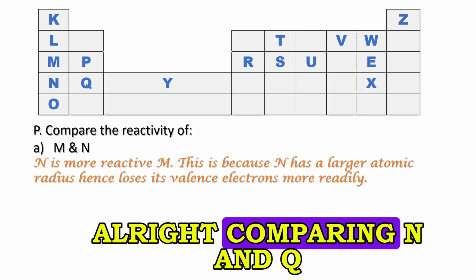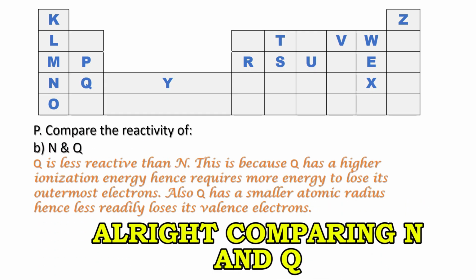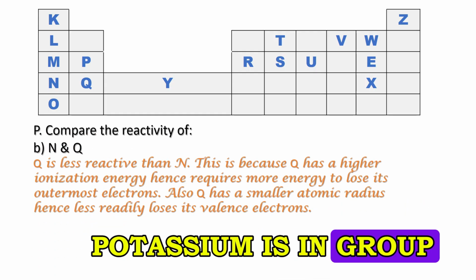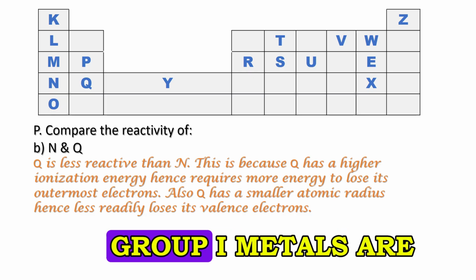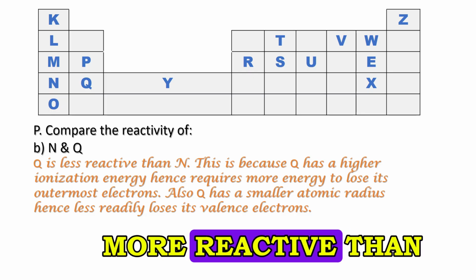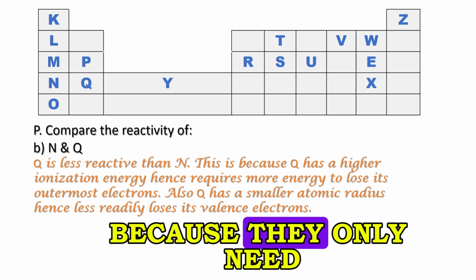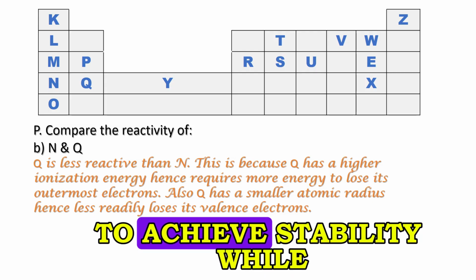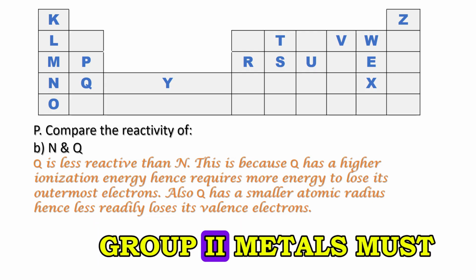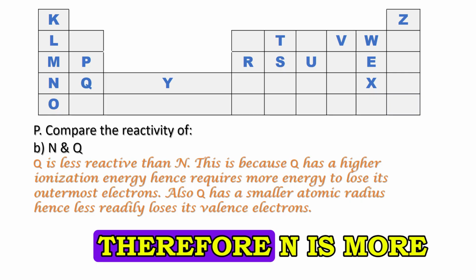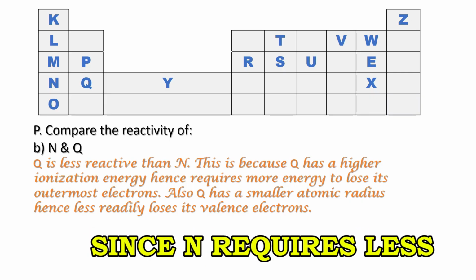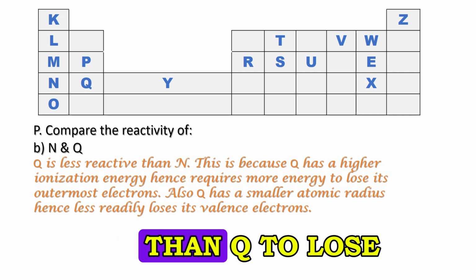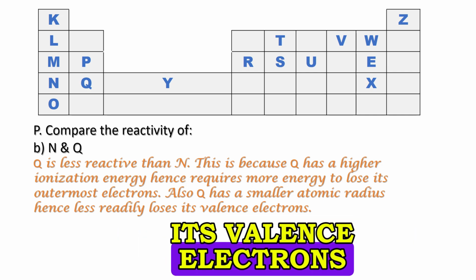All right, comparing N and Q. Here, N, potassium, is in group 1, while Q, calcium, is in group 2. Group 1 metals are more reactive than group 2 metals because they only need to lose 1 electron to achieve stability, while group 2 metals must lose 2. Therefore, N is more reactive than Q, since N requires less ionization energy than Q to lose its valence electrons.